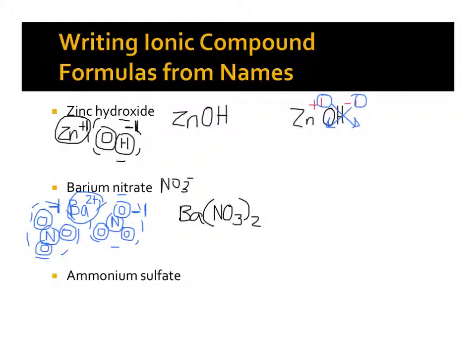If we did the crisscross method with that, barium and NO3, the barium has a 2+ charge, the NO3 has a -1 charge. So if we crisscross here, just the numbers, not the charges, you again end up with a formula that's barium with a 1, we don't need to write that, and NO3 with a 2. So you're getting the same formula either way, but you need to understand how to draw the pictures.